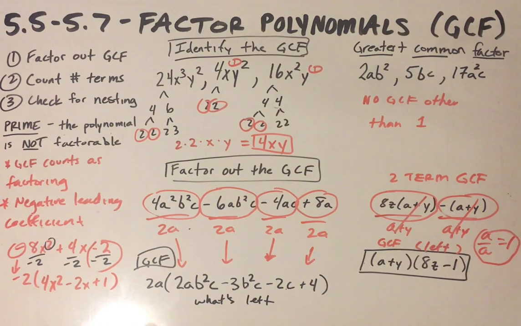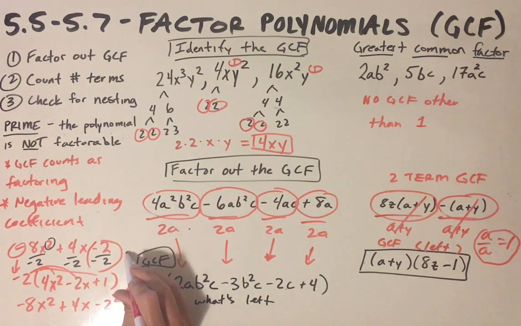So this is a positive 1 inside of here. Another thing you should remember is that when you multiply this back out, you should get the result that you started with. So when I distribute, I get negative 8x squared, positive 4x, and a negative 2. You can see that I got what I started with.